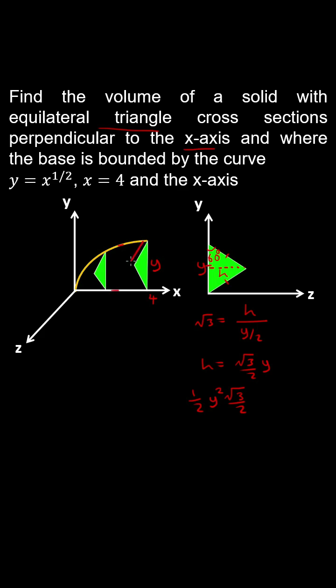And then we assign a thickness to this triangle, which is dx, and that gives the volume of one triangle, and we integrate from 0 to 4 to get the volume of the entire solid. And now you can simplify this and substitute x to the 1/2 for y, and you'll be able to evaluate this integral.